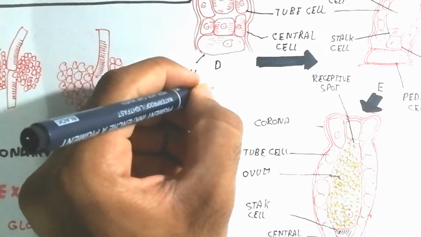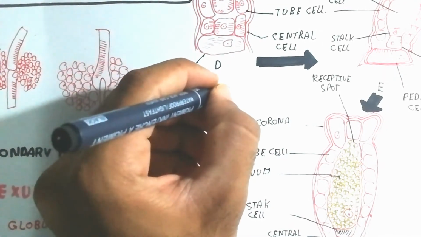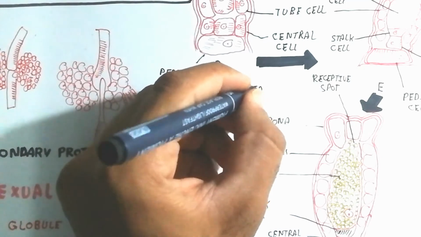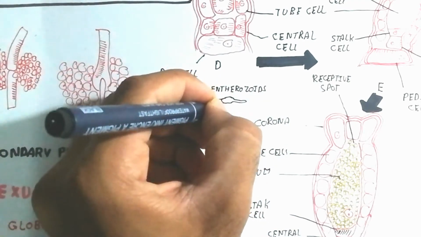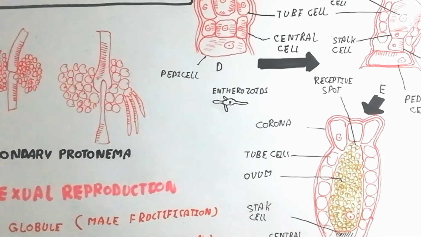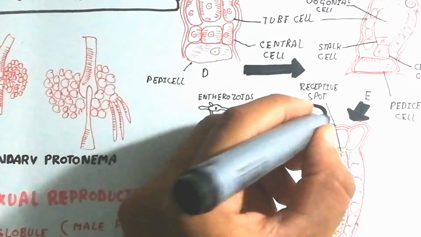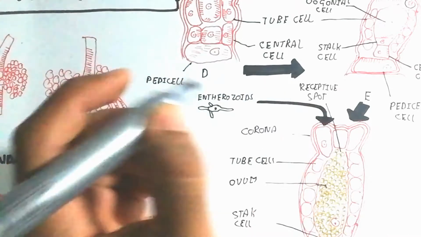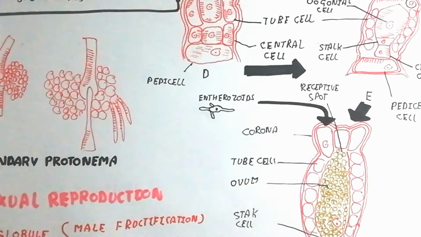In this case it is known as hermaphrodite, because both sexes are present in the same plant, so it is known as hermaphrodite or bisexual. It is easy to understand these things.